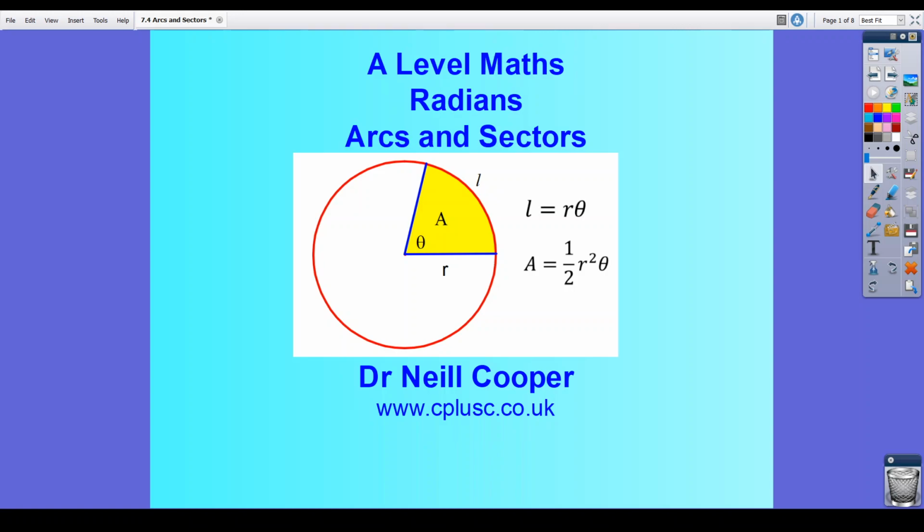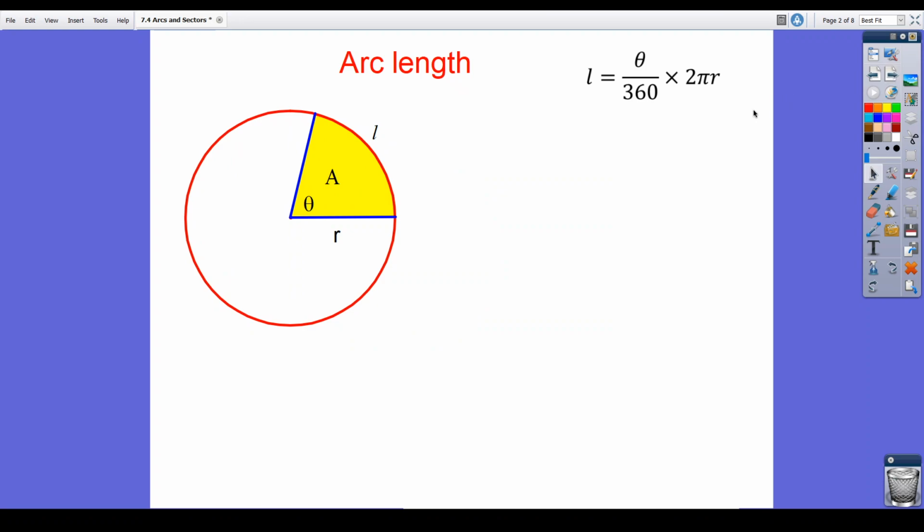Arc length and sector area are easier to work out using radians than degrees. You may remember from your GCSE the formula for working out the arc length as being the fraction of the circle you have, theta over 360 times 2 pi r. So you're always dealing with this awkward ratio here. But when we move over to radians, because of the definition of the radian, the formula is much simpler.